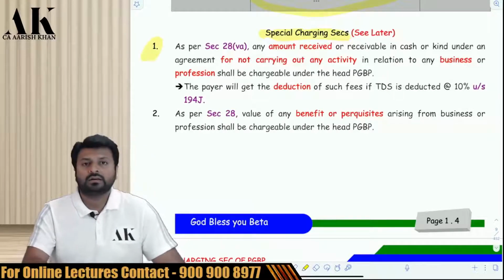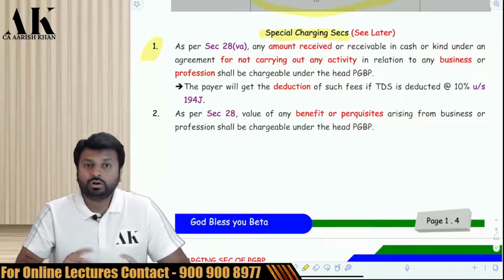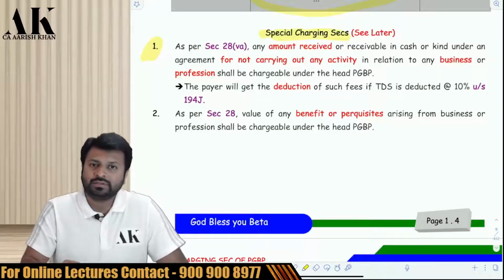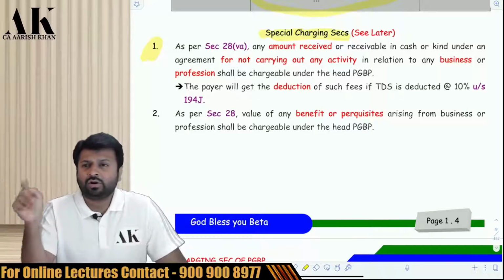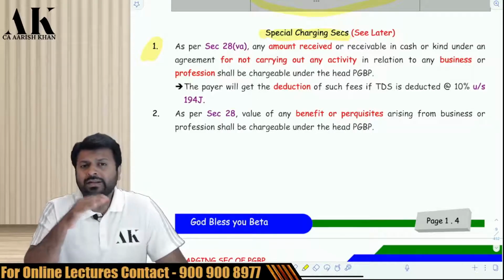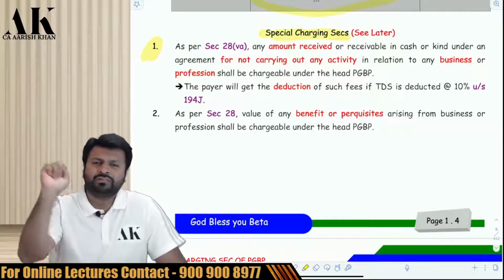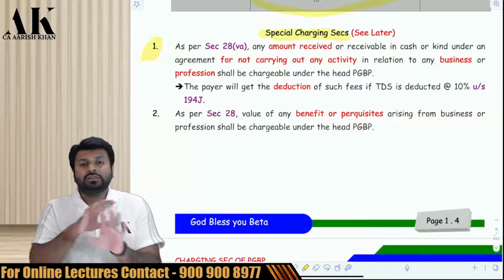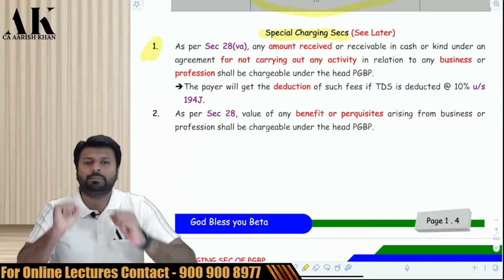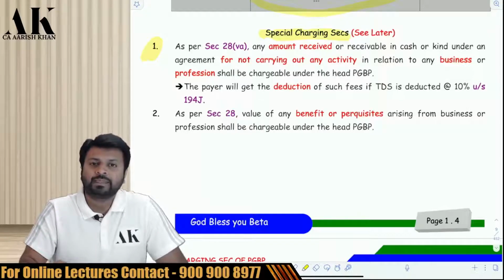First one. If you get any money in a non-compete agreement, to not do any activity in relation to any business and profession, then that income is also chargeable under PGBP. For example, in 2003, Mukesh Ambani gave 5,000 crore to Anil Ambani to not enter certain business. So Mukesh Ambani paid 5,000 crore to Anil Ambani for a non-compete agreement and told him you will not enter this business and you take 5,000 crore. Anil Ambani took 5,000 crore. Now that 5,000 crore is taken for the purpose of what? Not entering into any business which the other competitor is going to do, and therefore that money is also chargeable under section 28(5)(a) as a special charging section.